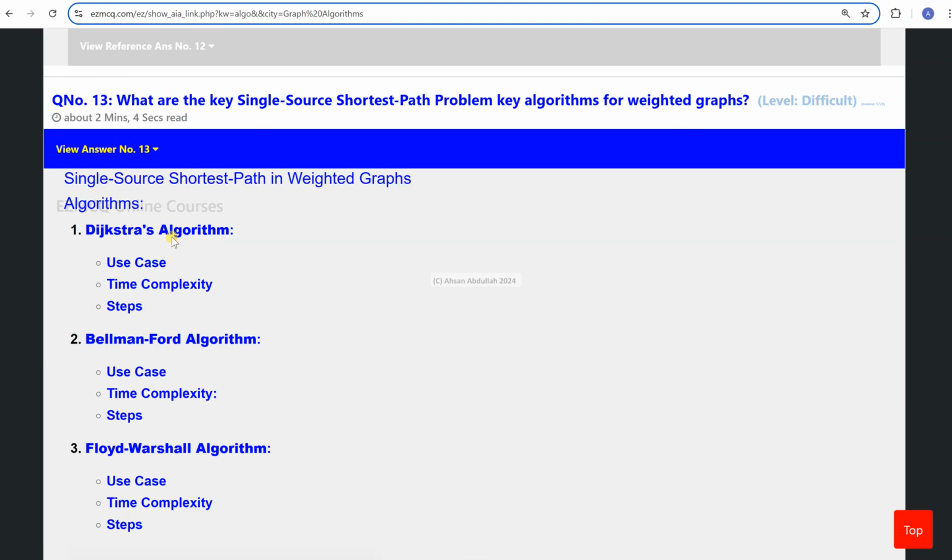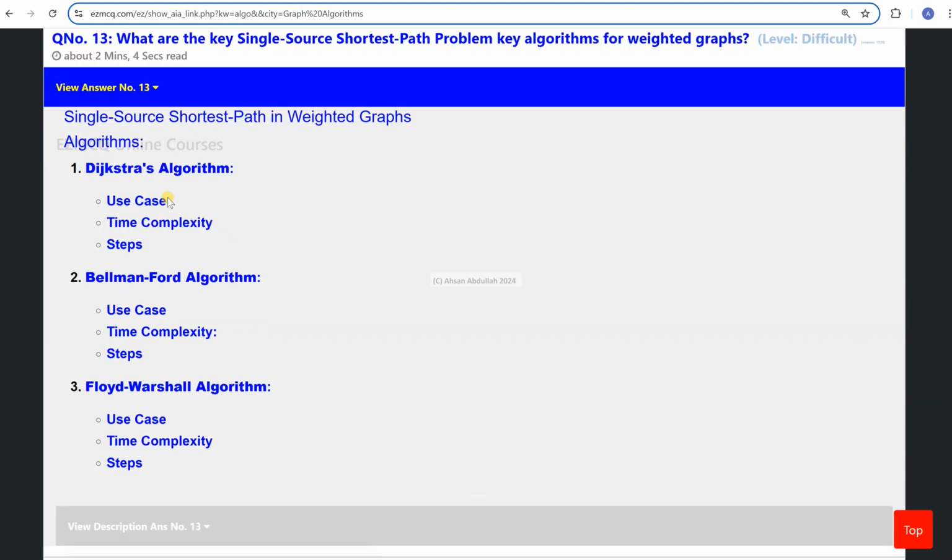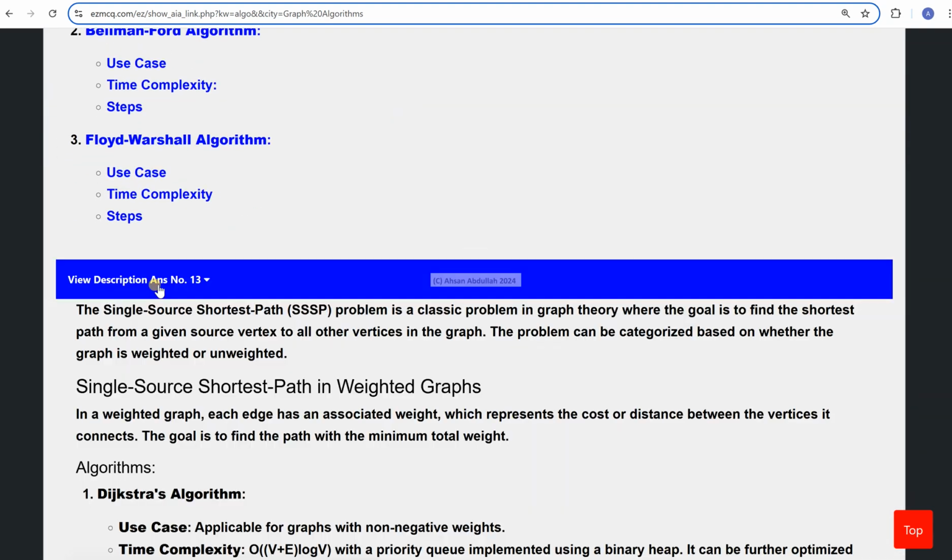The classical algorithm is Dijkstra's algorithm, and this is used extensively in real life applications because of its nice time complexity. We will very briefly cover Dijkstra's algorithm in this question and answer, but of course there's a complete example of Dijkstra's algorithm also. Then there is the Bellman-Ford algorithm and the Floyd-Warshall algorithm. I will tell you within this question and answer their use cases and their time complexity. This is the fastest one among all these three. And then the steps, and the issue with Dijkstra's algorithm, which I will talk about shortly.